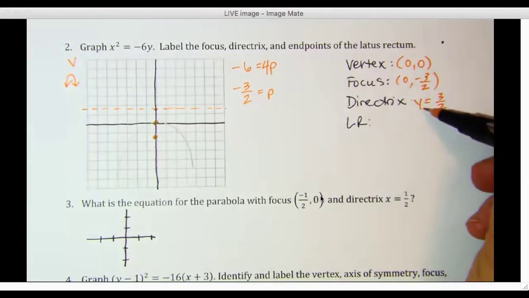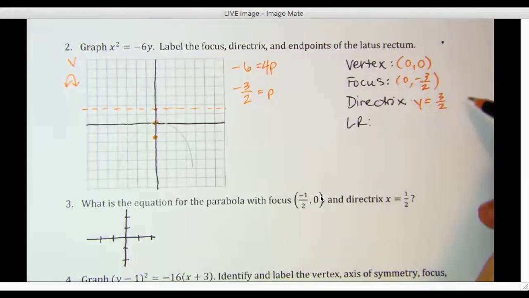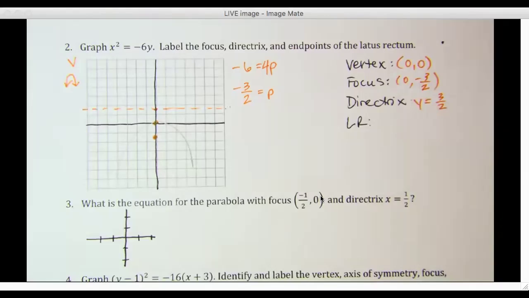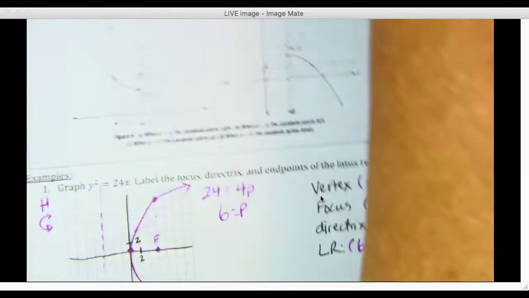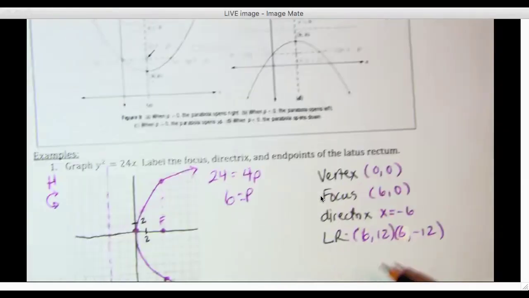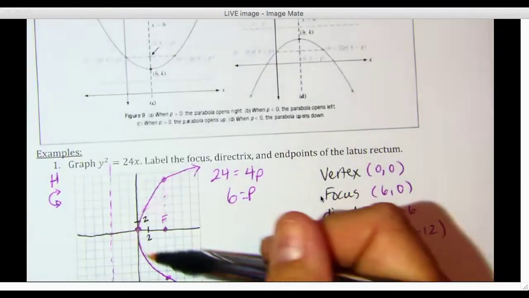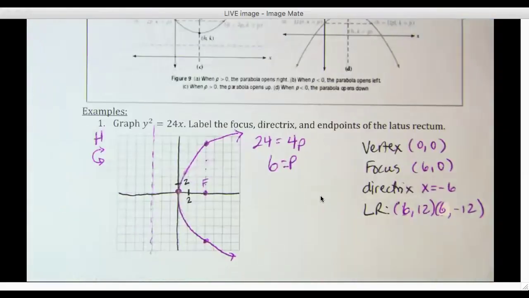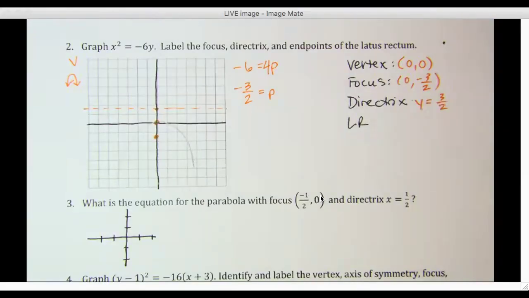For your directrix, it should always be written as an equation. It should not be the number 3/2. It should be y equals 3/2, that horizontal line. Or for the one that we just did, I wrote x equals -6. That was a vertical line behind the curve through -6. So it should always be written as an equation, not just a number.